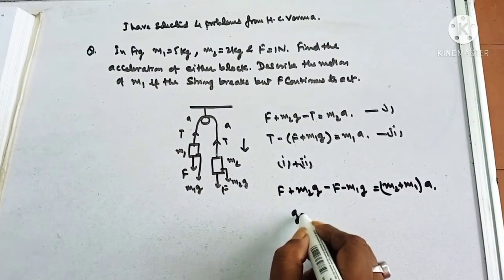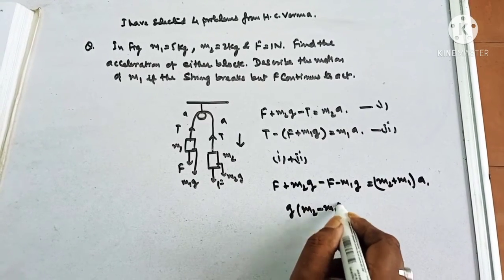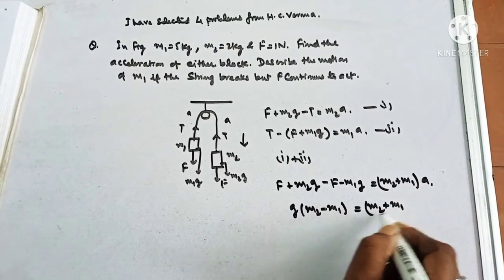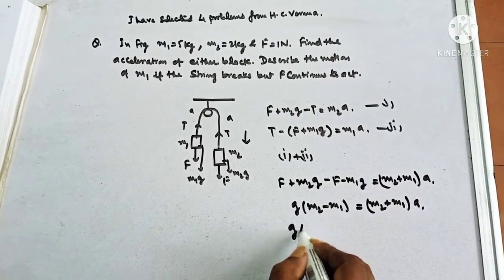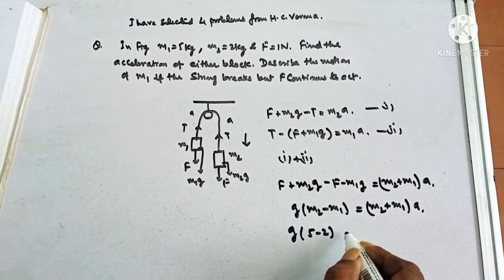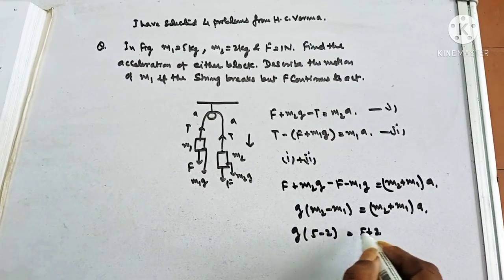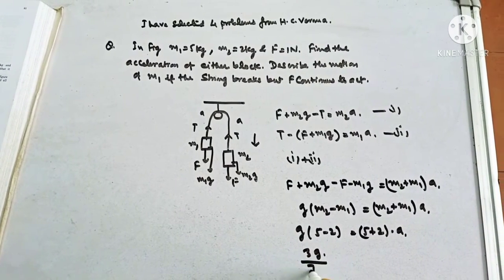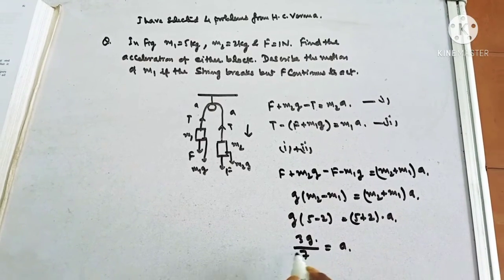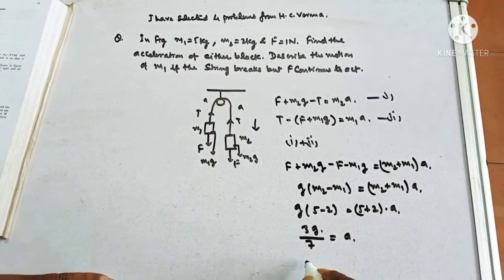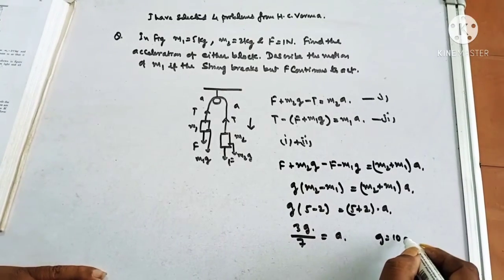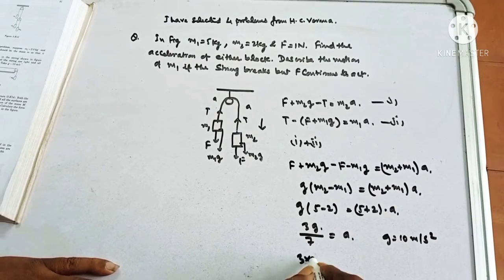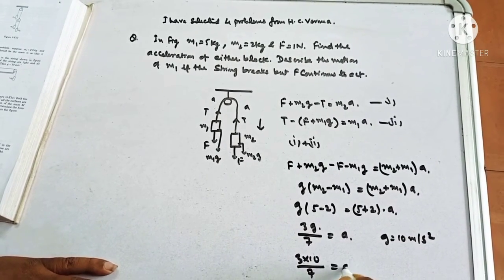So here G(m2 minus m1) will be equal to (m2 plus m1) into A. So G(5 minus 2) equals (5 plus 2)A. So 3G by 7 comes to A. For rounding up I am taking G is equal to 10 meter per second square. So 3 into 10 divided by 7 is equal to A.